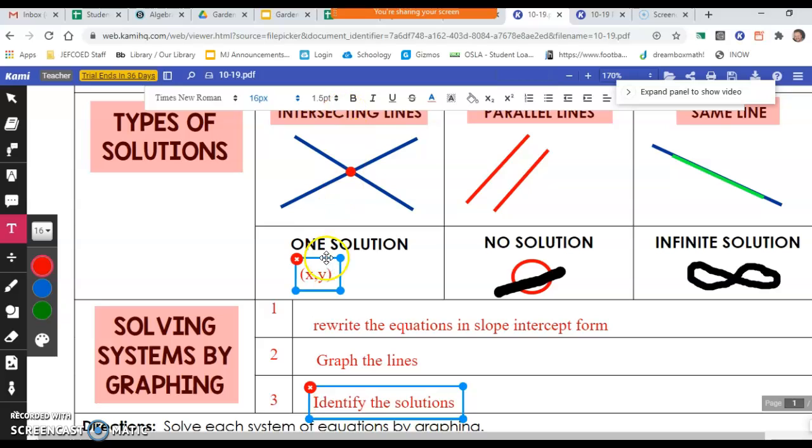So, if they're intersecting, it's one solution. If they're parallel, no solution. If it's the same line, it's infinite solution. Okay?